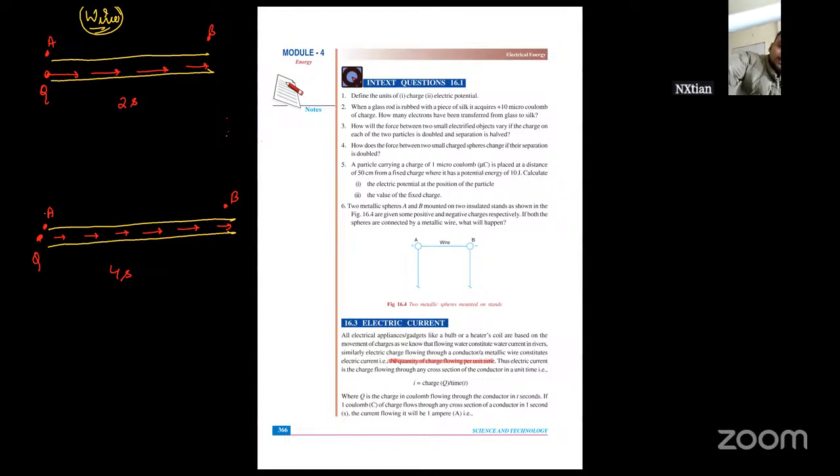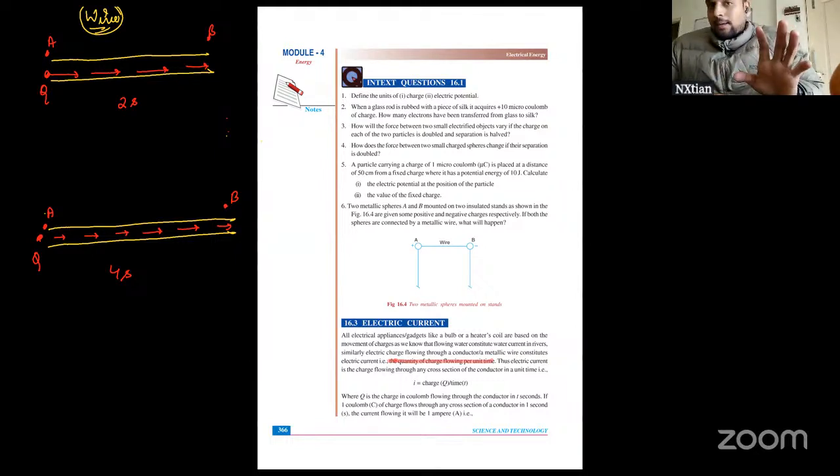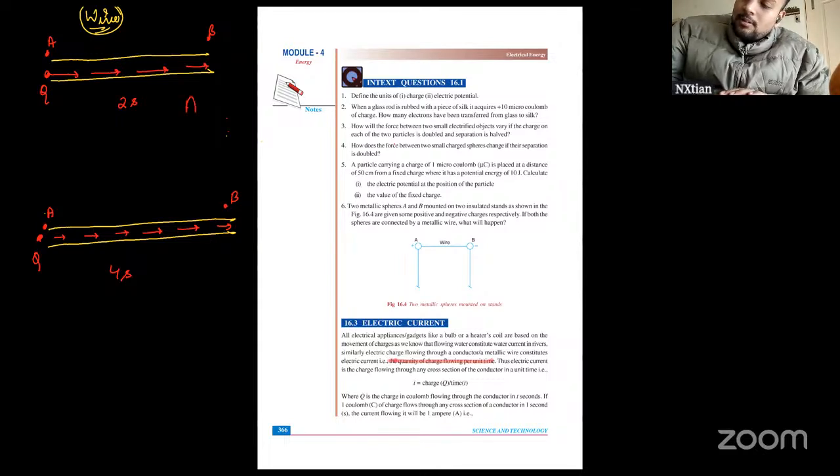If you see my PDF on the screen, I just highlighted it. So what does this mean? This means how much time the charge takes. Now in option A and option B, which takes a lot of time? Which has the less current? Is it option A or option B?